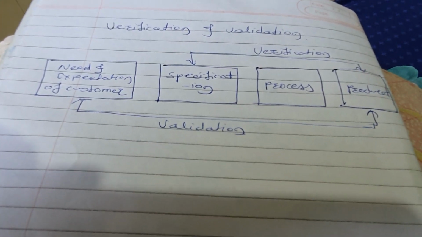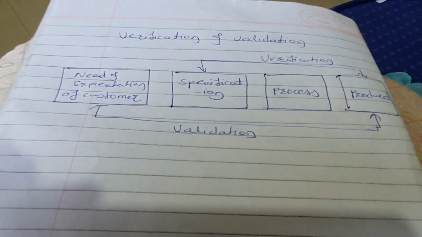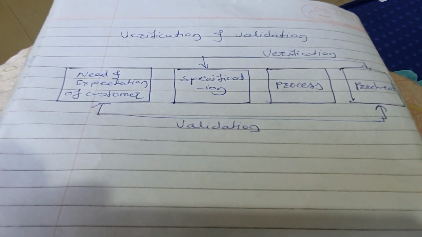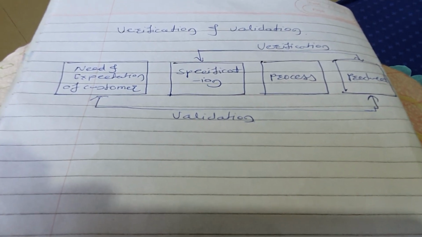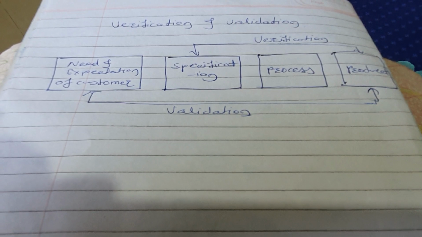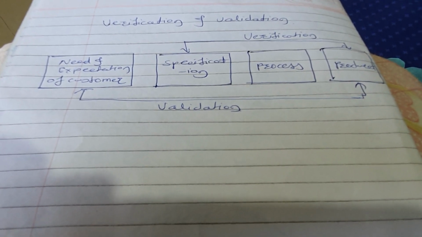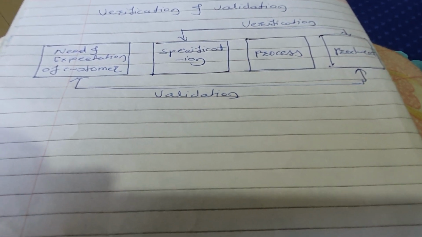Okay, so verification means specification, process and product. And validation means the need and expectation of the customer up to the product. This means verification and validation, both processes depend on each other. So what is verification? Verification means, are we building the product right?